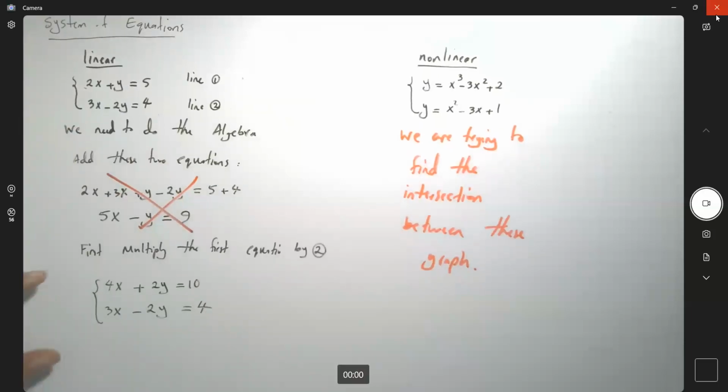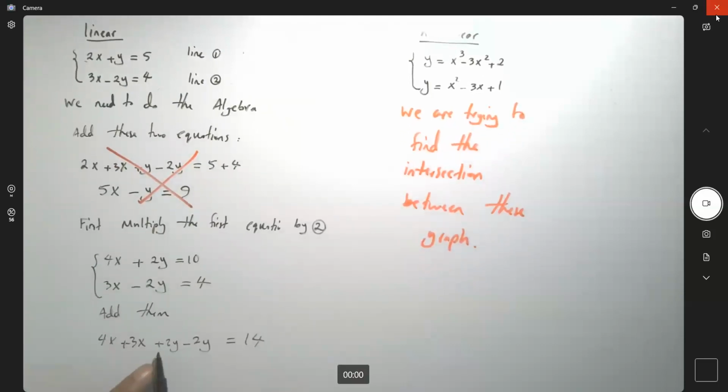Now start adding these two equations together. Add them. What do you get? You get 4x plus 3x plus 2y minus 2y equals 14. Hey, take a look at this. 2y minus 2y is 0. It just disappears. So what do I have? I have 7x equals 14 or x equals 2. I found my x value.